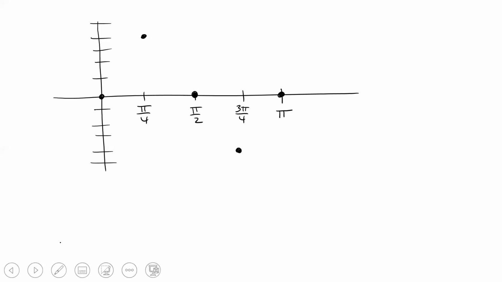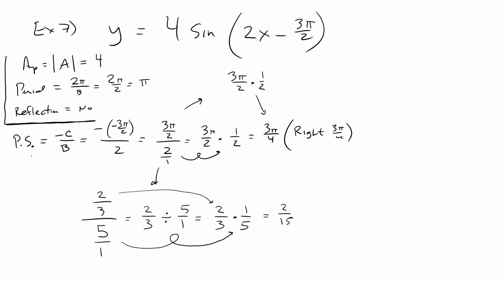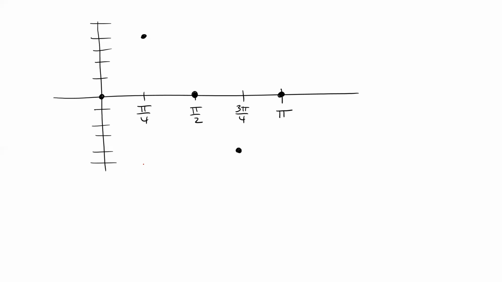All right, let me change the color. Okay, are we good with the dots? Now the change here. Phase shift means we're gonna go 3 pi over 4 to the right. Man, that's a lot. Okay, so let's see what's gonna happen here.